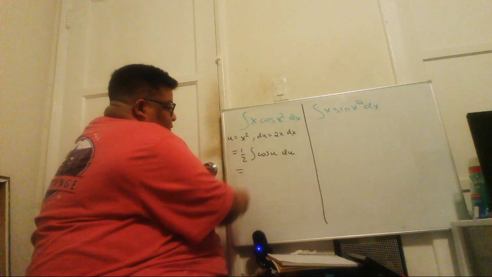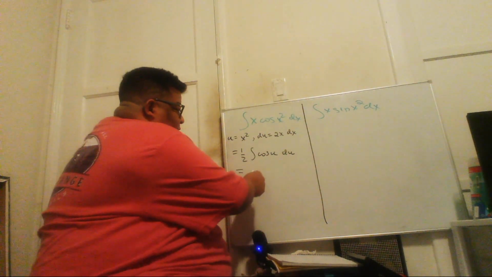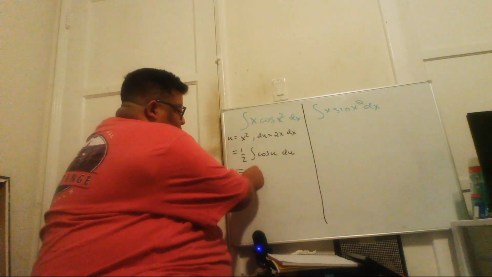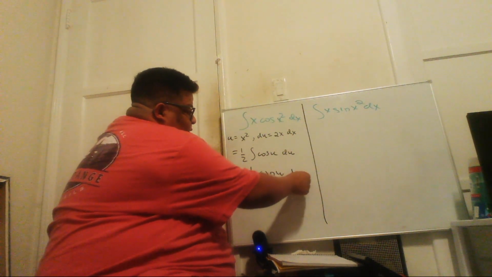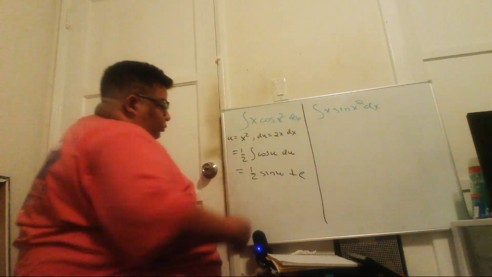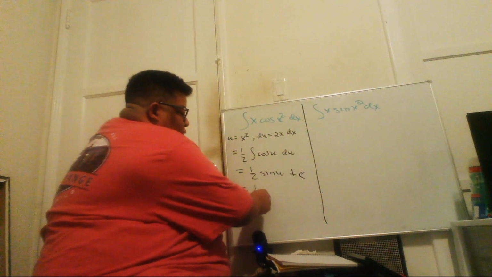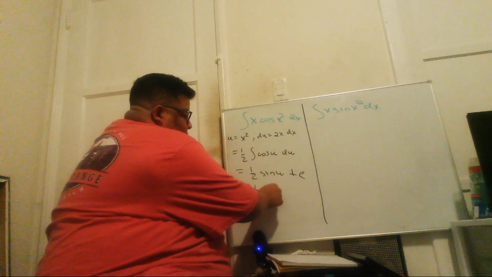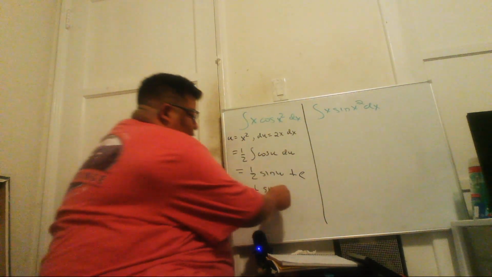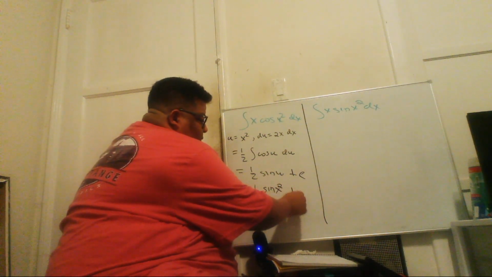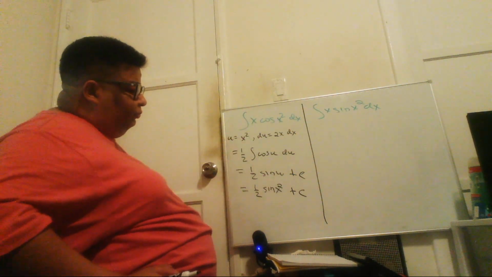Then we solve it. What's the antiderivative of cos u? That's going to be sine. It's going to be 1/2 sine u plus c. Now what we have to do is plug in u. So 1/2 sine, and what is u? We have it here, x squared, plus c. So that solves the first integral.